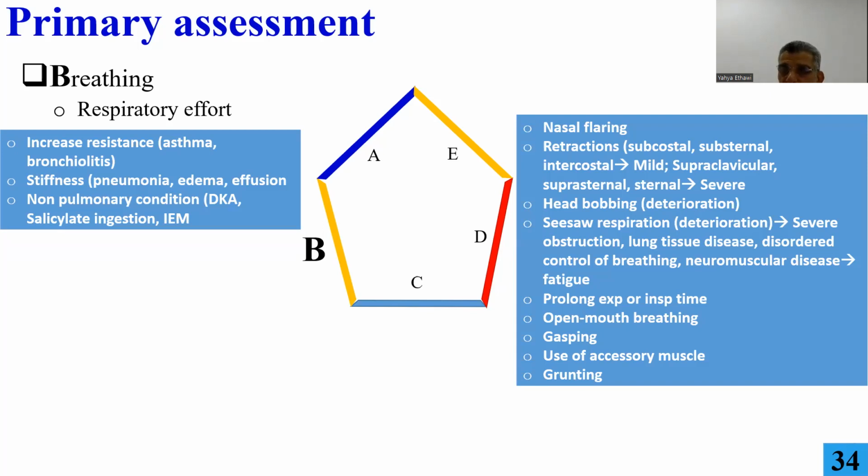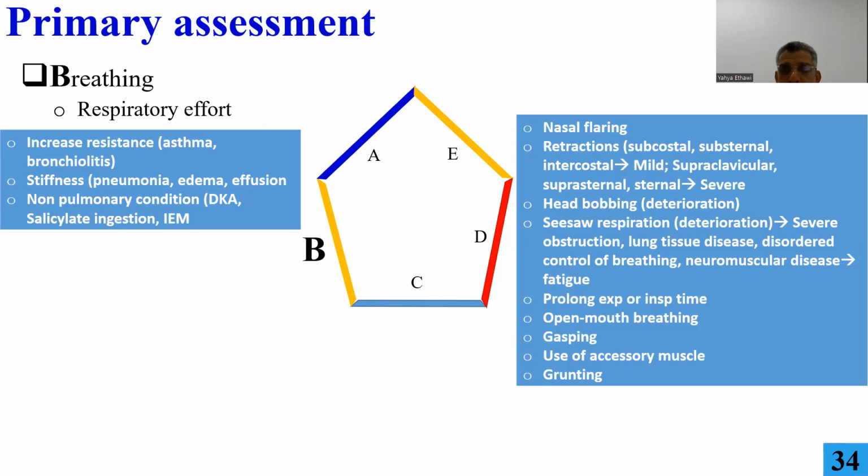You get retraction because you're using the accessory muscles. So you get subcostal retraction. If it's expiratory, it's lower airway. If it's inspiratory, it's upper airway. You get substernal retraction and you get intercostal retraction. Mild, you diagnose. If you get supraclavicular, suprasternal, and sternal, you get severe.